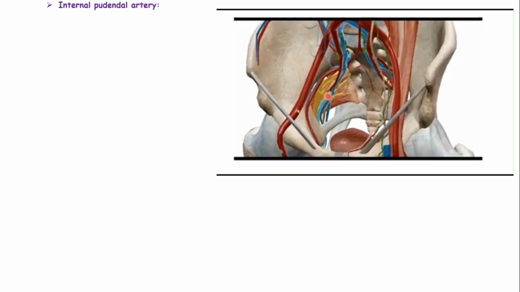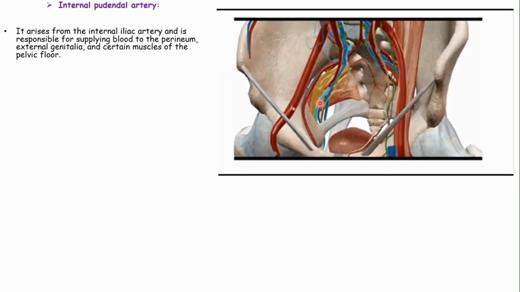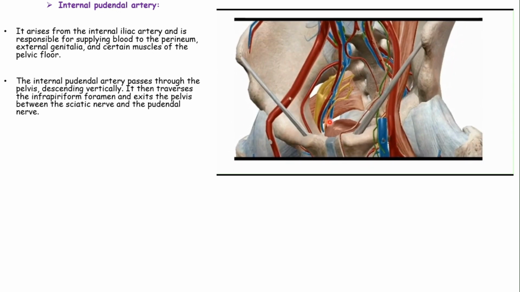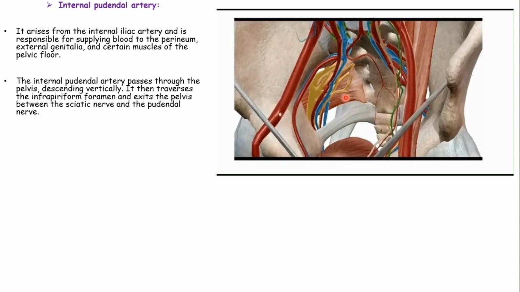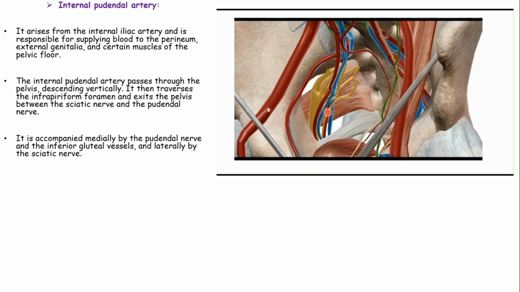The internal pudendal artery arises from the internal iliac artery and is responsible for supplying blood to the perineum, external genitalia, and certain muscles of the pelvic floor. The internal pudendal artery passes through the pelvis, descending vertically. It then traverses the infrapiriform foramen and exits the pelvis between the sciatic nerve and the pudendal nerve. It is accompanied medially by the pudendal nerve and the inferior gluteal vessels, and laterally by the sciatic nerve.